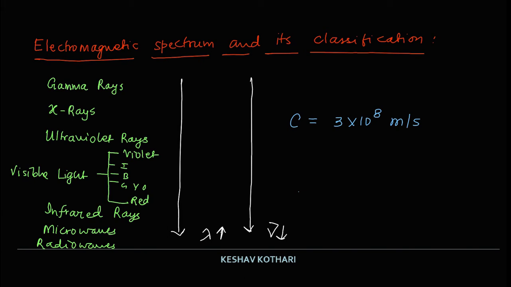So now there are some common properties which are common to all the electromagnetic waves. The first one which I am mentioning is that electromagnetic waves do not require any material medium for their propagation. The next one is they all travel with the same speed in vacuum, with 3 into 10 to the power 8 meter per second.